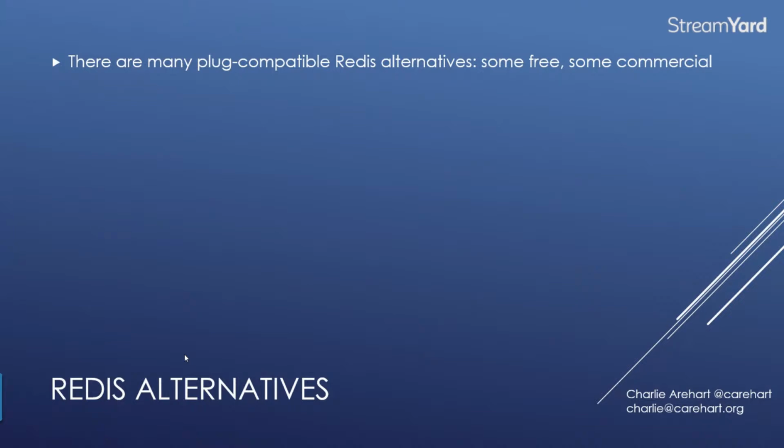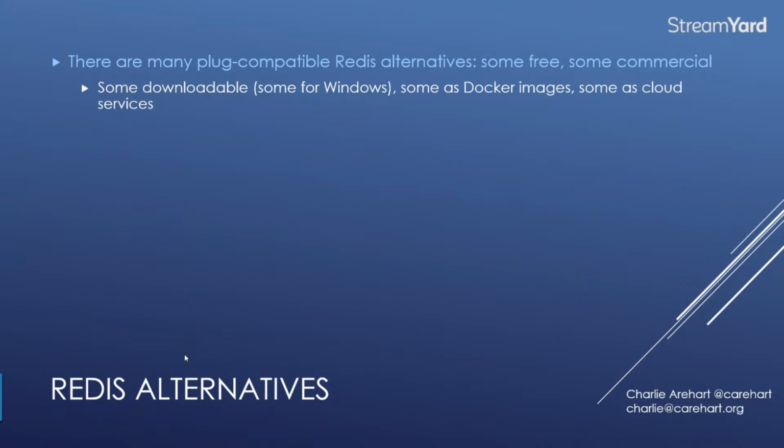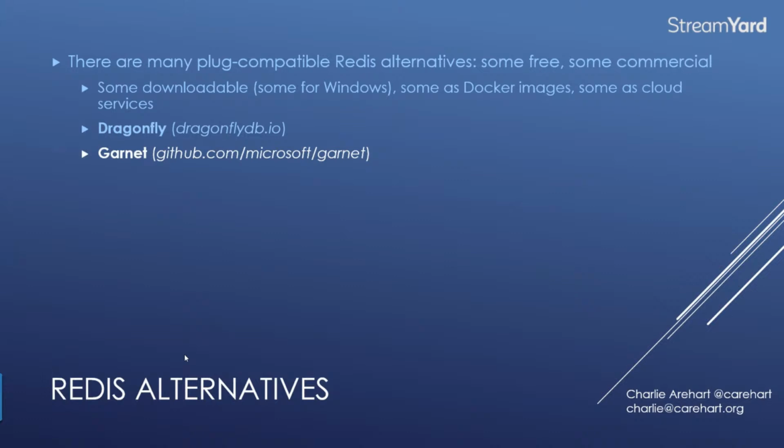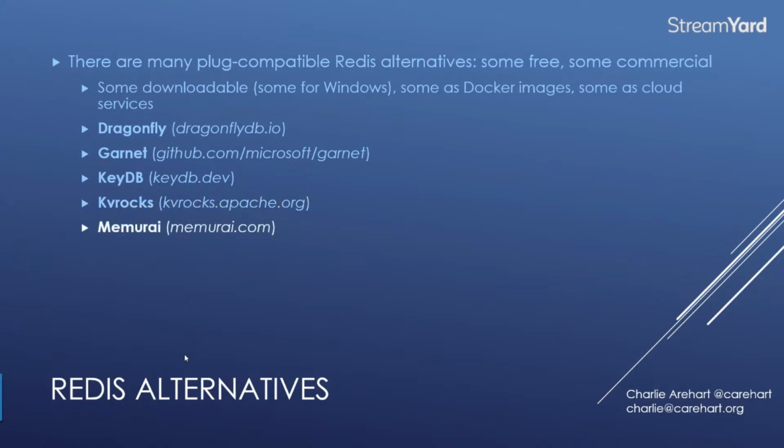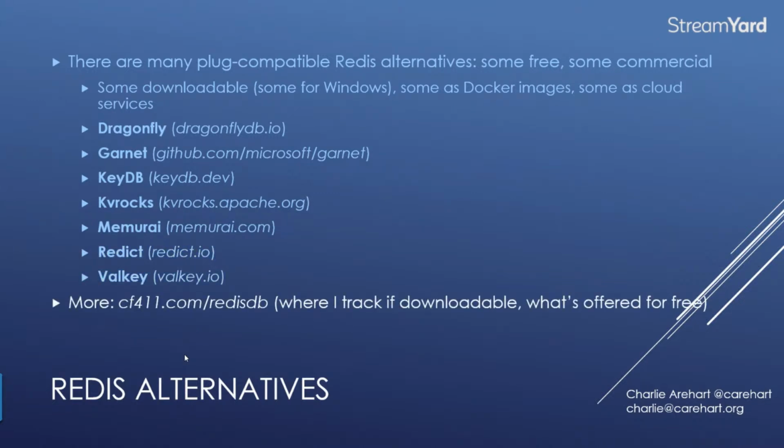So moving on, some are free, some are commercial, some are downloadable, some even have a Windows installer. Some are available as Docker images. Some are available as cloud services. Among those options, just know there's Dragonfly. There's their URL. There's Garnet, an open source project from Microsoft. There's KeyDB. There's KV Rocks, an open source project from Apache. Memori, a commercial product. Redict, and Valkey.